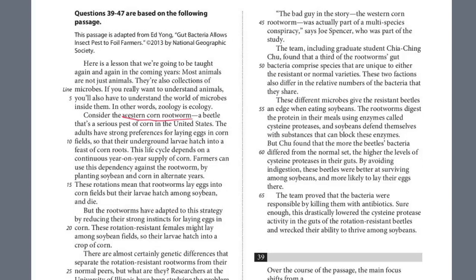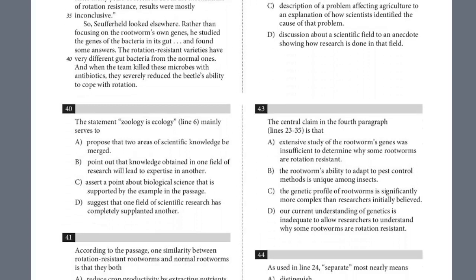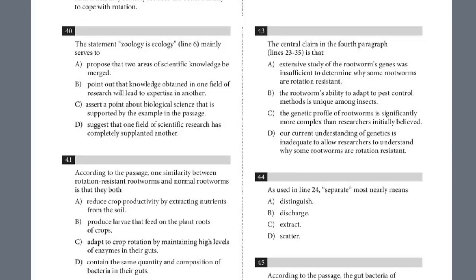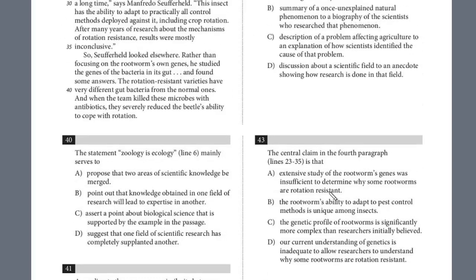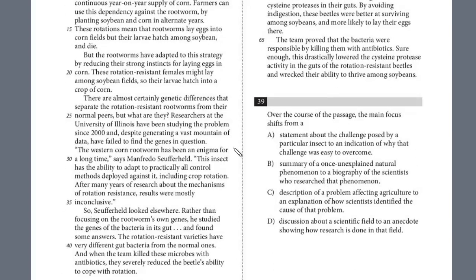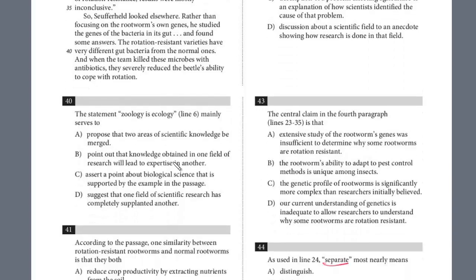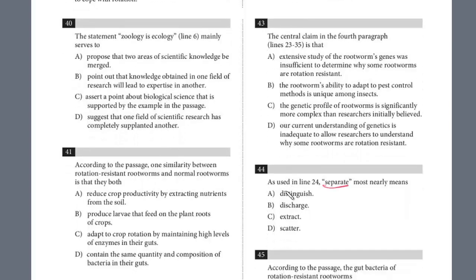And we are in question number 44 now. This is a word in context question, as used in line 24. What does separate mean? So let's look at separate in line 24 and try to predict it. There are almost certainly genetic differences that separate the rotation-resistant rootworms from their normal peers, but what are they? So here they're trying to determine the cause and genetic differences that separate. And you can almost predict this, that sort of differentiate them from their normal peers.